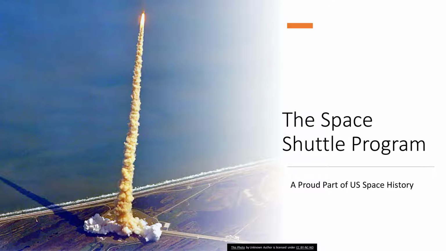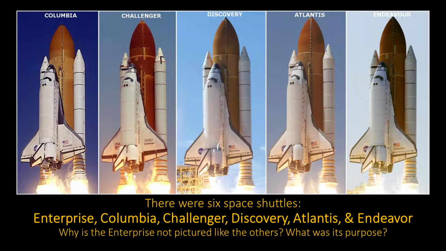This week we will learn all about the Space Transportation System, or STS, more commonly known as the Space Shuttle. When you hear either of those names, it is the same system. The program had a total of 6 spacecraft. Notice that the image only has 5. The missing shuttle is the Enterprise.